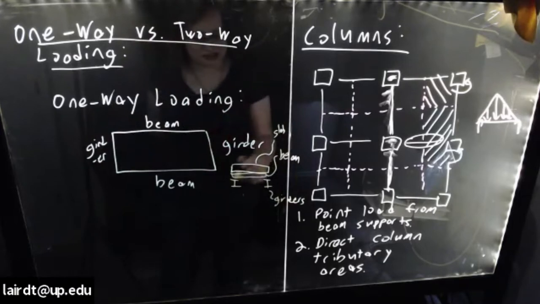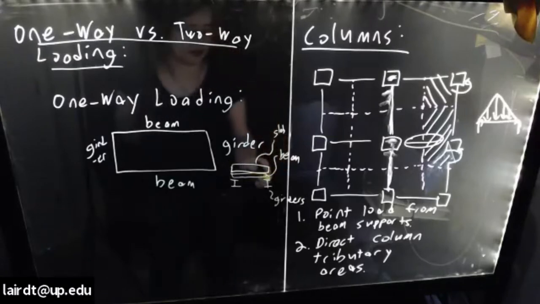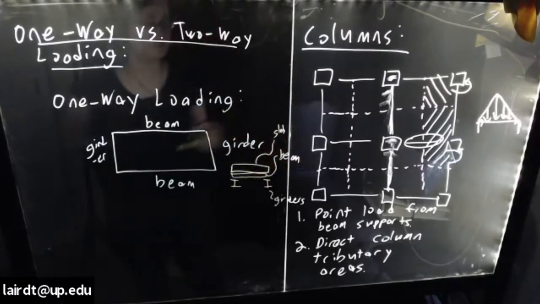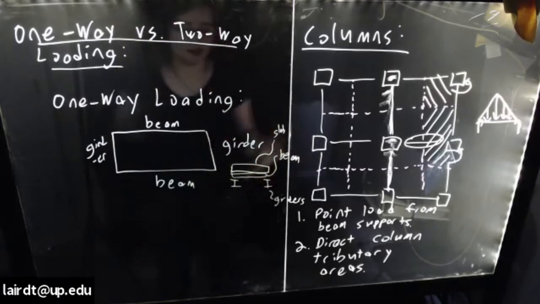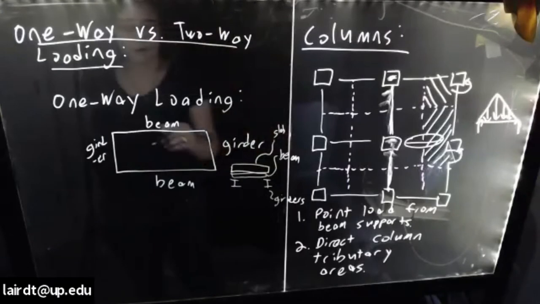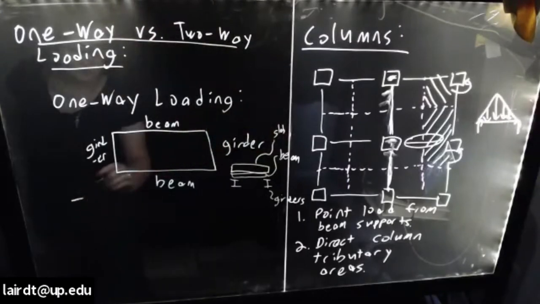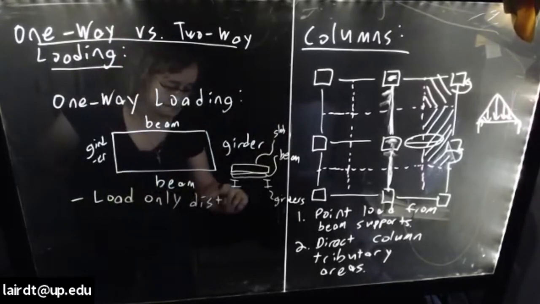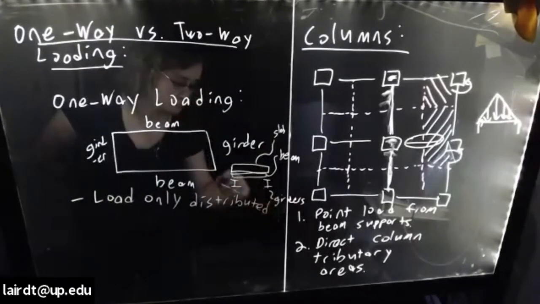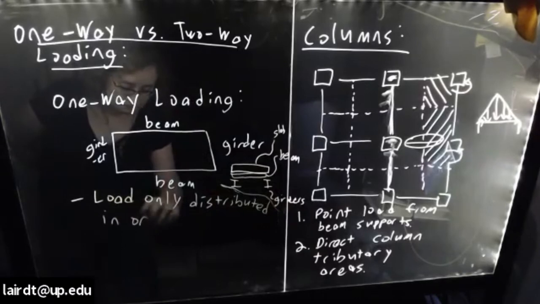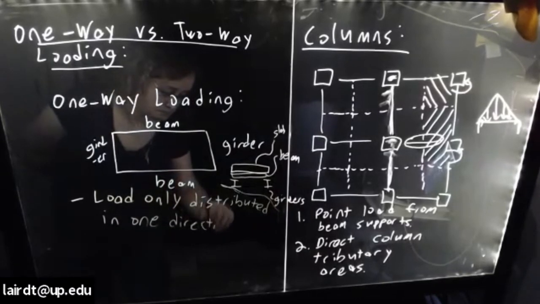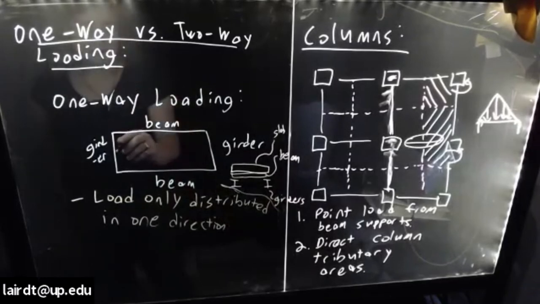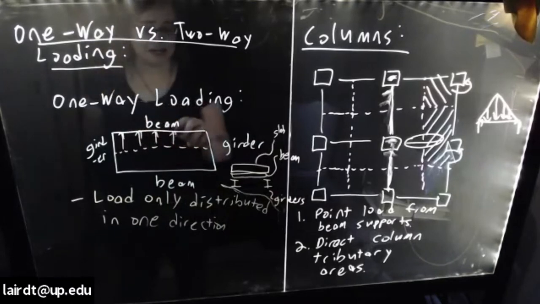Now, like I said, these wouldn't have beams resting directly on them. There would be some sort of connection detail, like a pin connection or something, connecting the web of one to the web of another. But for simplicity's sake, to illustrate the concept, you can think of them as resting directly on top of them. So for one-way loading, the key is that load is only distributed in one direction. So what I mean by this is that the girders do not carry any load whatsoever.